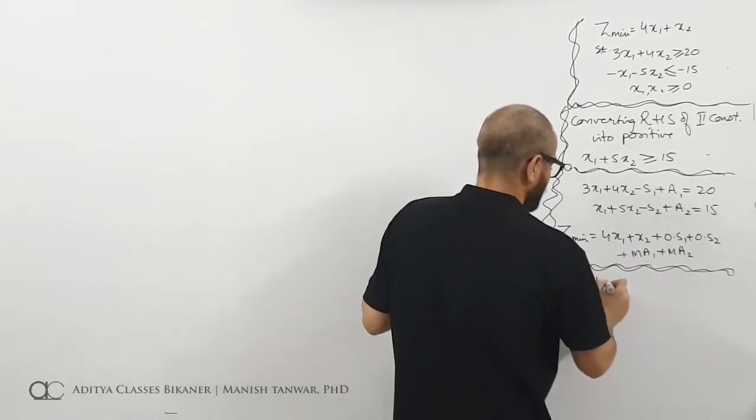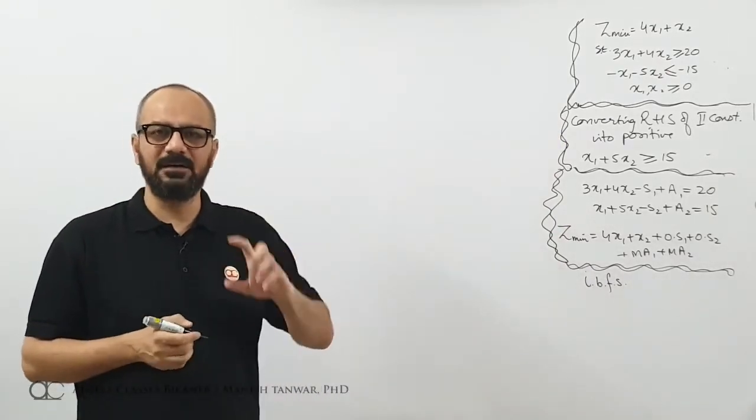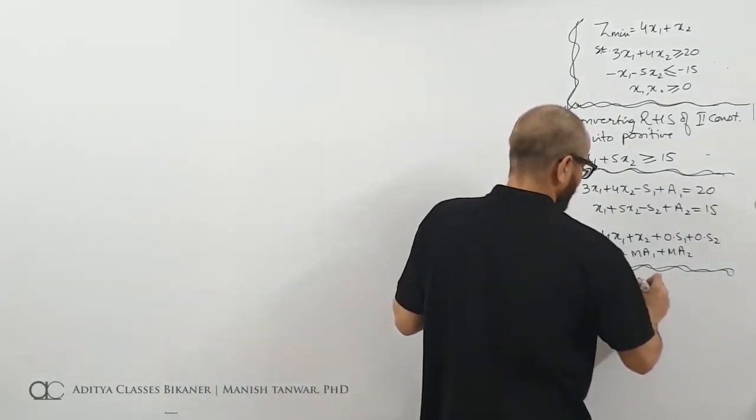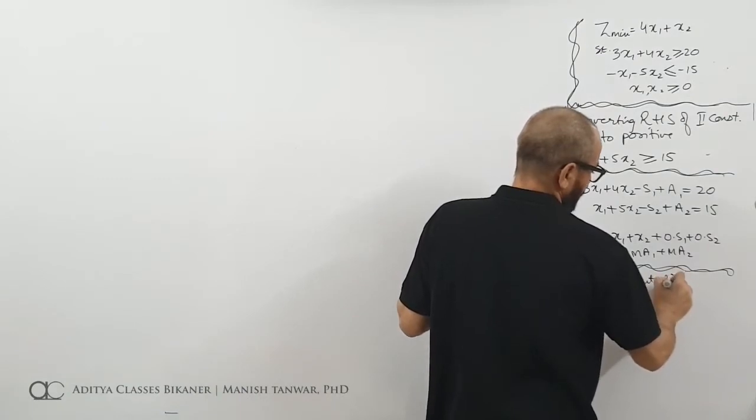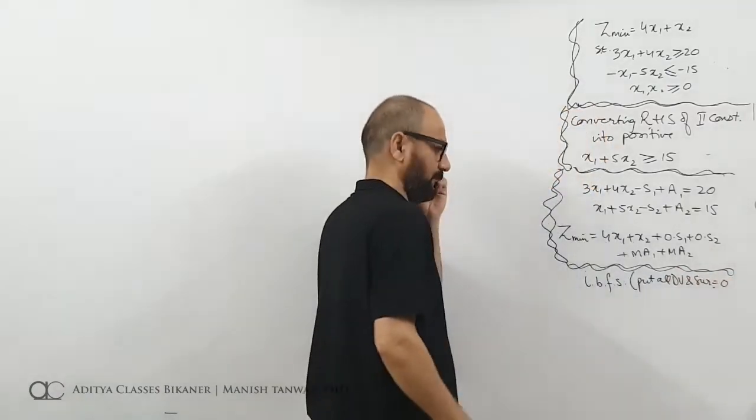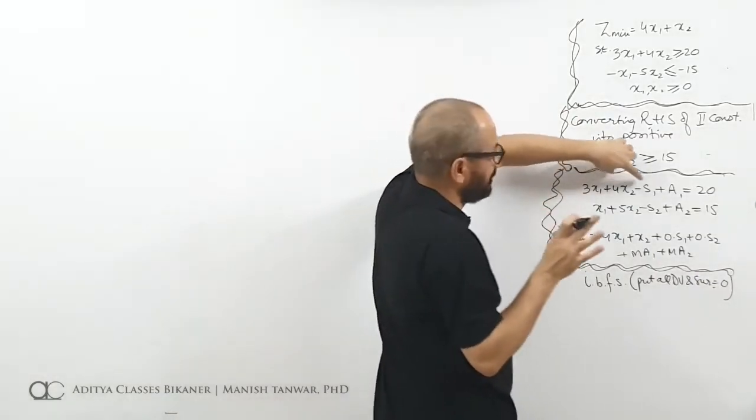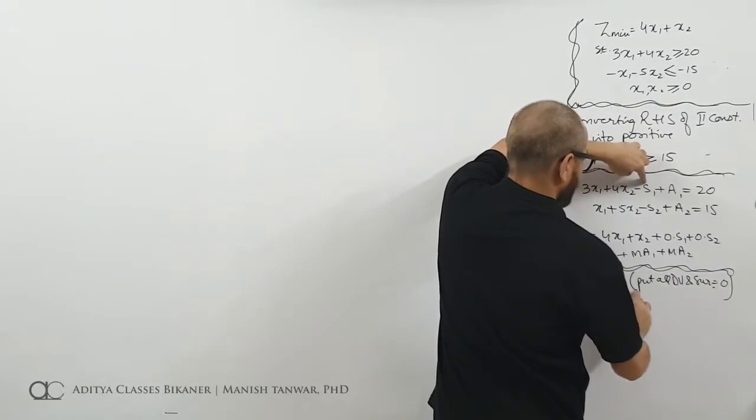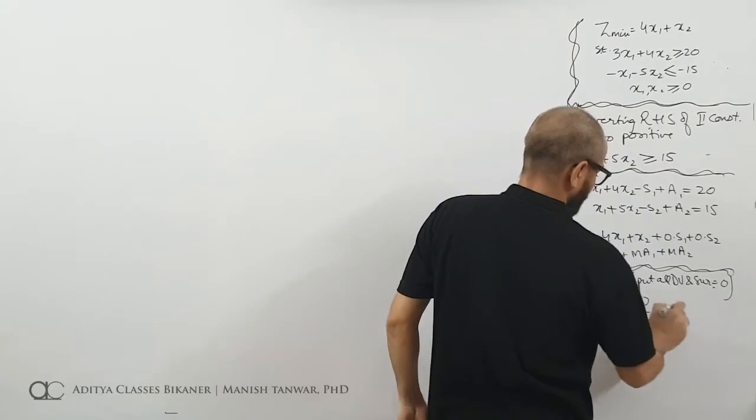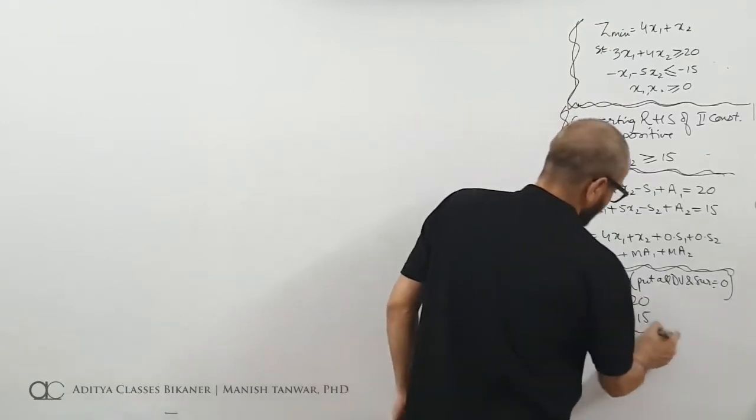What will be my IBFS? How do we find out IBFS? Putting all decision variables and surplus variables equal to 0. Decision variables x1, x2 are 0, surplus is also 0. So my IBFS becomes A1 is equal to 20. From the second it will become A2 is equal to 15. This is my IBFS.